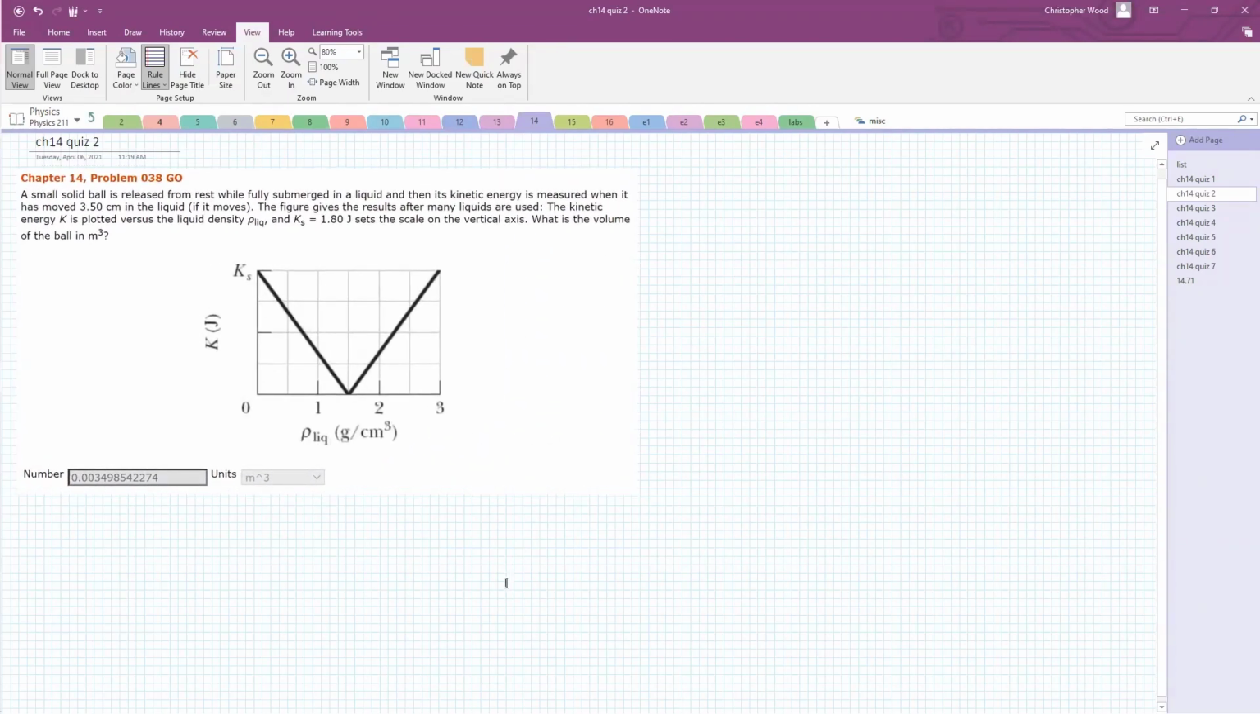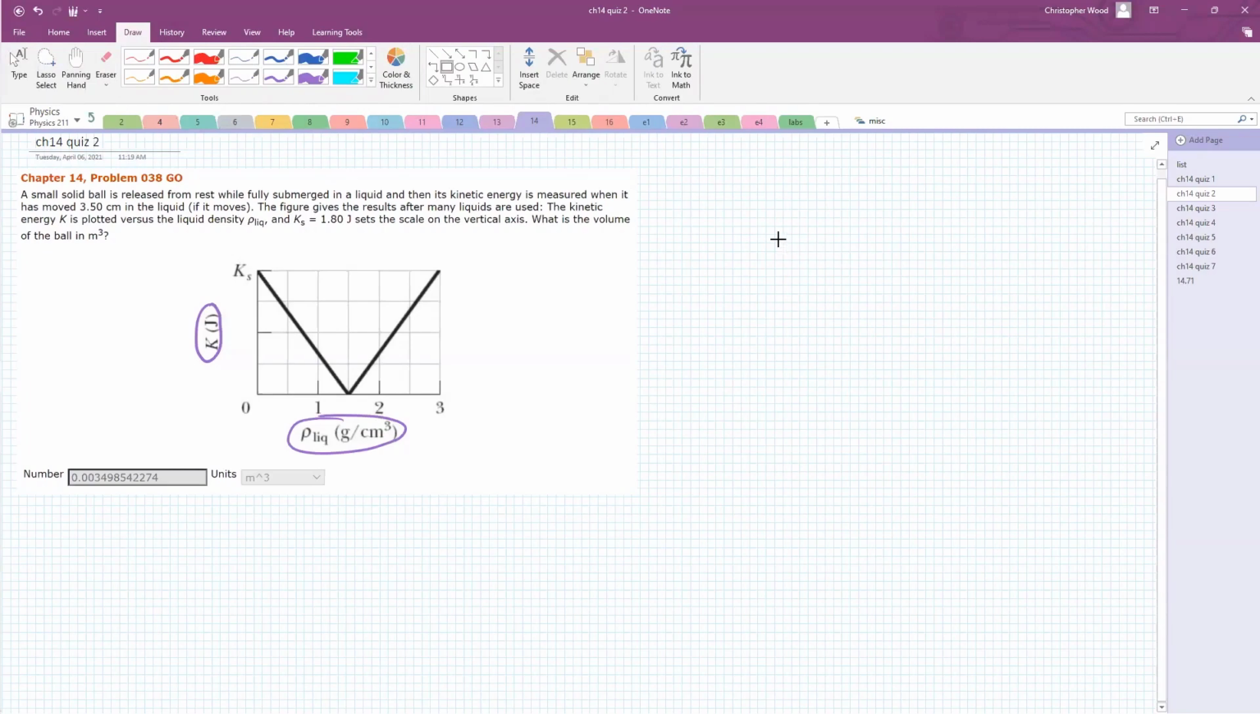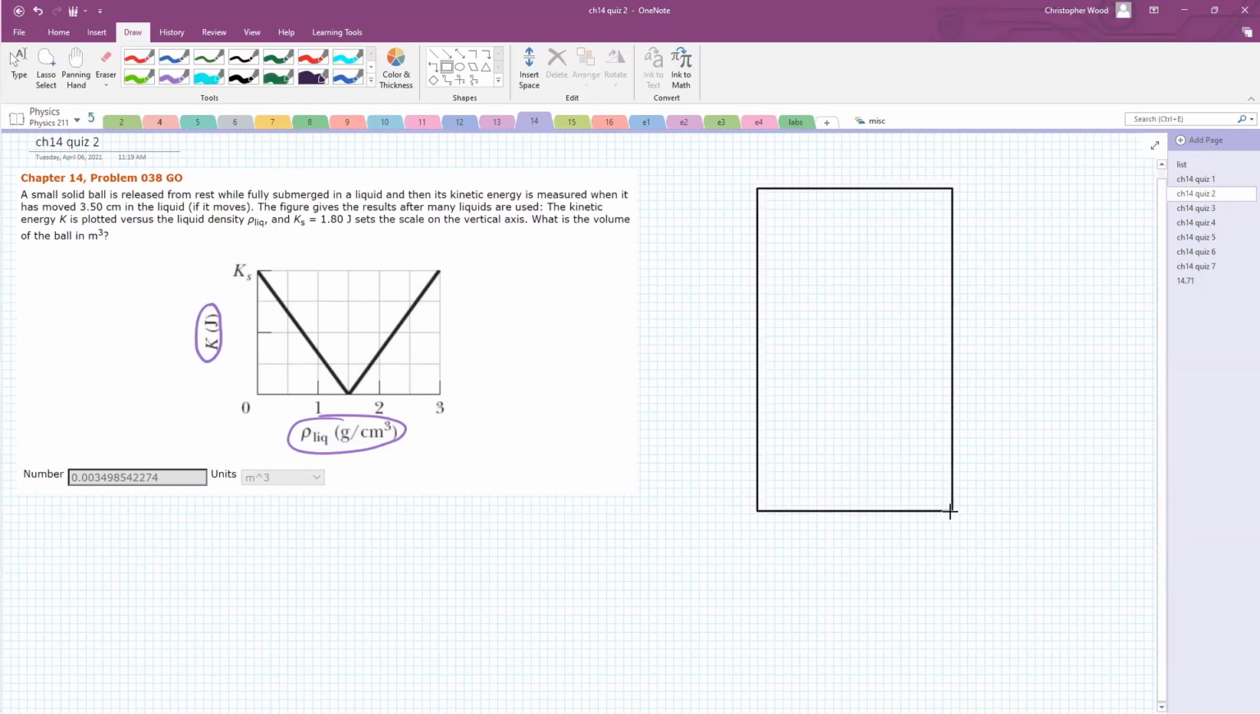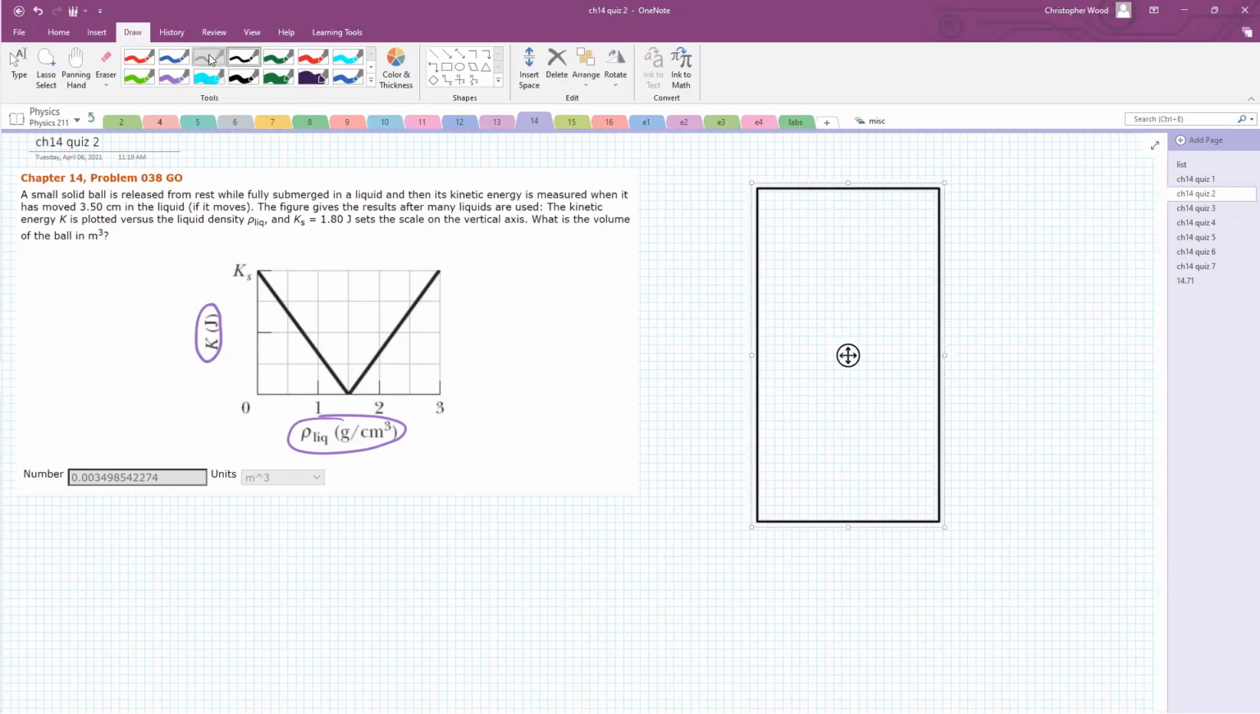We have a small solid ball released from rest while fully submerged in a liquid, and this is a graph of kinetic energy versus the density of the liquid. So this is what's going on. We have a container, a tank, basically. Here's our tank. This tank gets filled with various liquids. Could be water, could be oil, a bunch of stuff.